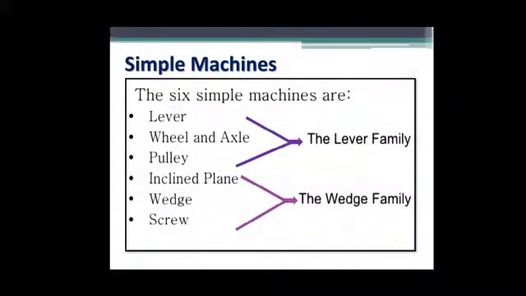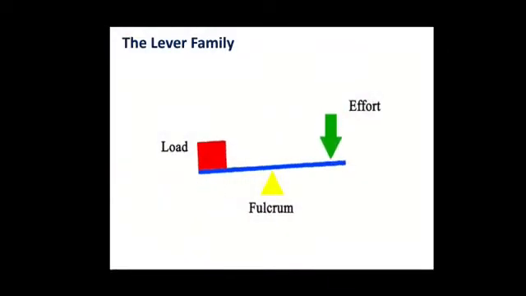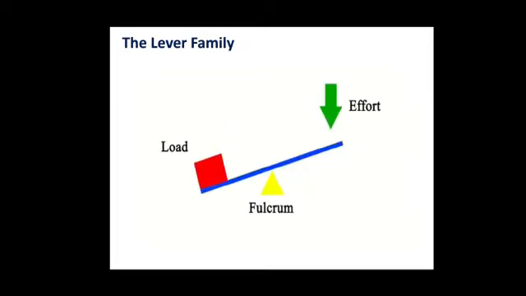So overall, we can see that there are six types of simple machines: lever, wheel and axle, pulley, inclined plane, wedge, and screw. Do you know that the lever, wheel and axle, and pulley are considered the lever family, and the inclined plane, wedge and screw are considered the wedge family of simple machines? We will see how. First, the lever family of simple machines.